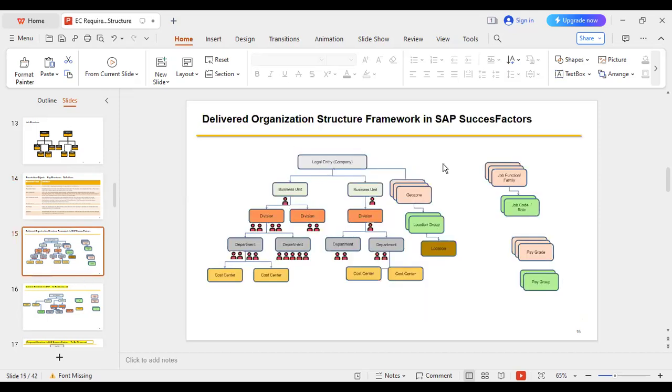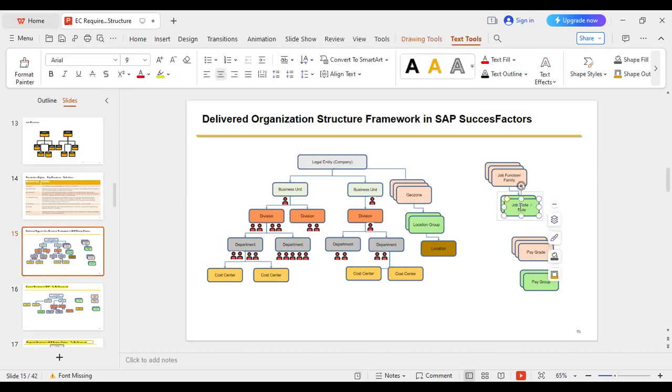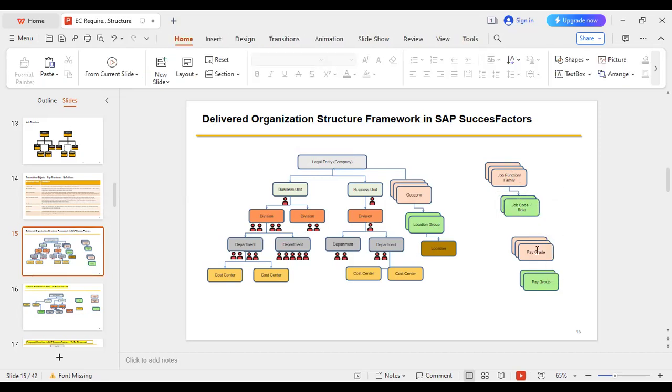So this is the org structure which generally defines everything in the company. As I told you, cost center is associated to department, to division, to business unit, to legal entity. The same goes with location, location group, then geo zone. The same goes for job code and job functionality. Job code is a job classification, which I have explained. The same goes with pay grade and pay groups. This is the delivered org structure from SAP SuccessFactors.